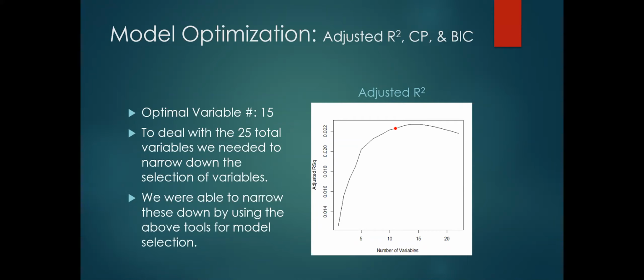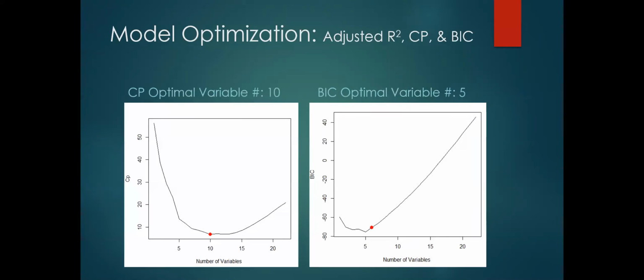The one we decided to go with, and we selected this, was the 15 variable model as determined by R-squared that we can see here on our graphed curve denoting the minimum point. We can look at our other models as well, though. Here we can see our Cp came in with a value of 10, and our BIC came in with a value of 5.